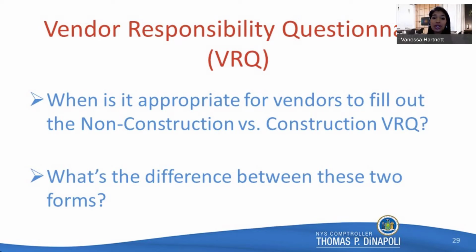The difference between the construction and non-construction VRQ is that the construction questionnaire asks for information required by state's construction agencies. So this includes information on ownership, joint ventures, bonding capacity, past projects, and any current backlogs. So if this is the information you need in order to help make your vendor responsibility determination based upon the contract, then this is going to be the type of questionnaire you would want to use. The following slide is a question based on a scenario brought up by an agency.